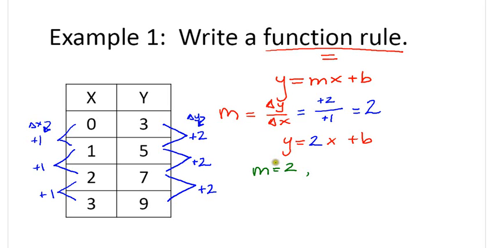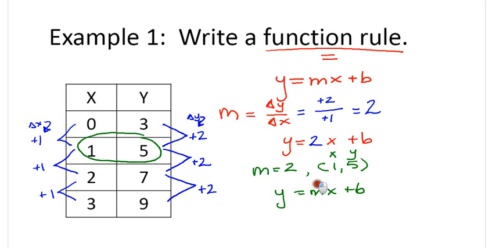So I could write the fact I have a point here, and I'm actually going to pick just the 1, 5. So if I have the point 1, 5, that means I have an x value and a y value. So when I go ahead and I rewrite slope-intercept form, y equals mx plus b, I have a value to substitute in for m, right here, which is 2. I have a value to substitute in for x, which is the 1, and I have a value to substitute in for the y, which would be the 5.